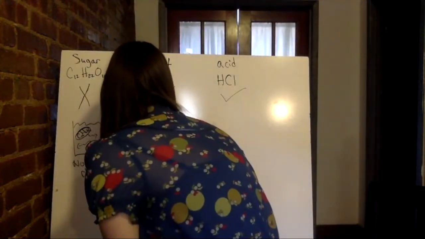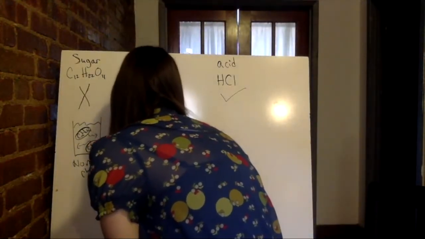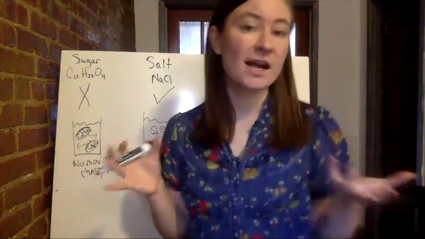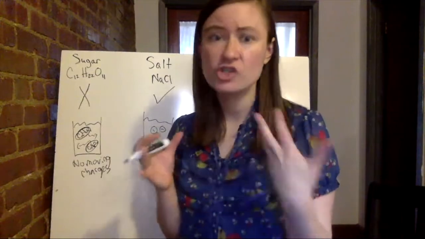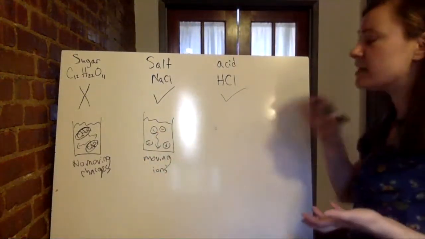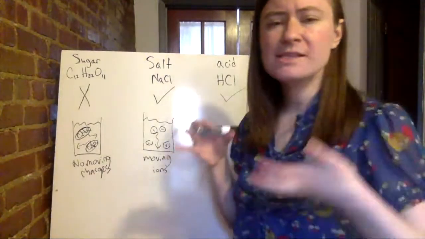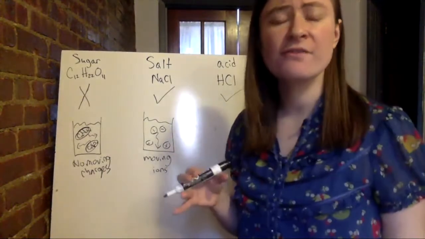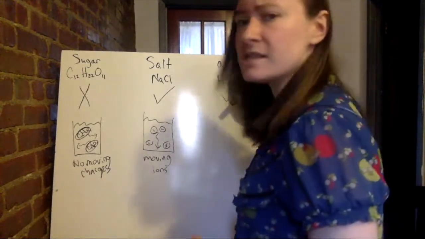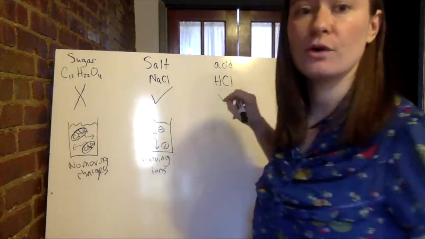Salt does conduct electricity because it has moving ions when you dissolve it into water, right? Solid salt does not conduct electricity because even though it has the charges, they're not free to move. Okay, now acid conducted electricity. That means that the acid must have moving charges, which is weird because this is a covalent molecule, right?